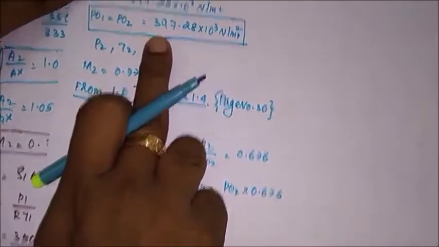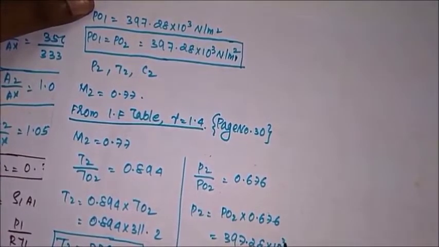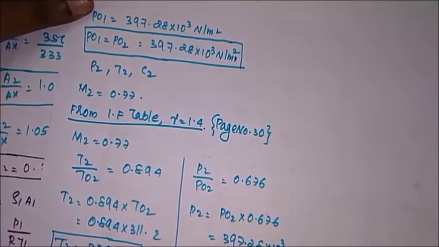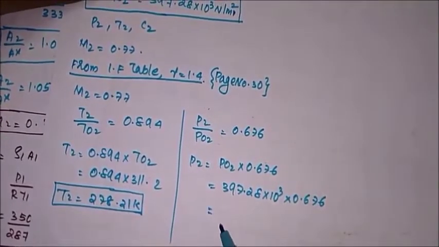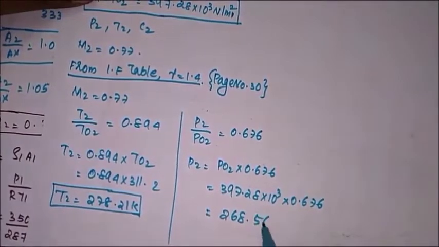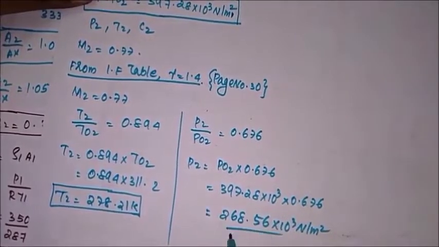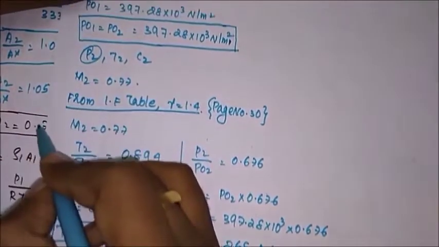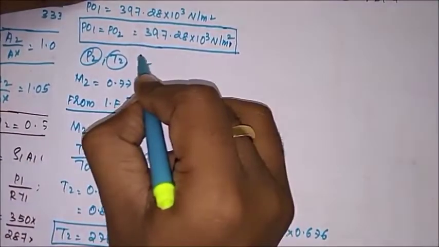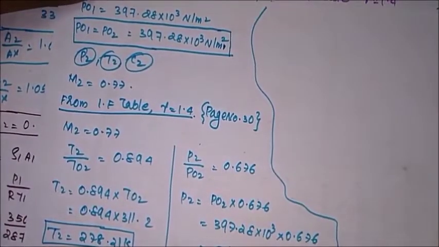P02 is equal to 397.28 into 10 raised to 3, into 0.676. That is, the exit pressure P2 is equal to 268.56 into 10 raised to 3 Newton per meter square. We found the value of exit pressure and exit temperature. Now we have to find out the value of exit velocity.